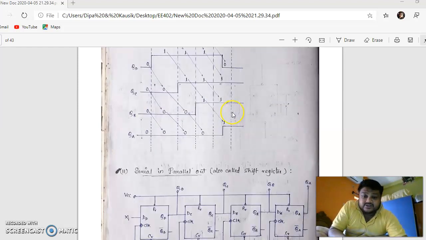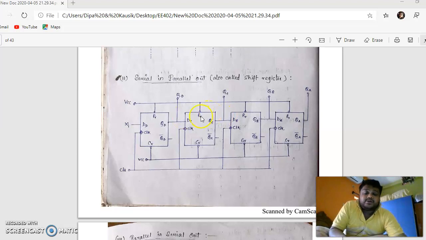Next topic is serial in parallel out. Serial in parallel out means when the input is entered serially, but we get the output in parallel fashion. That means when we enter the input serially, the clock pulse is given, but when we get the output in parallel fashion, the clock pulse is not necessary.